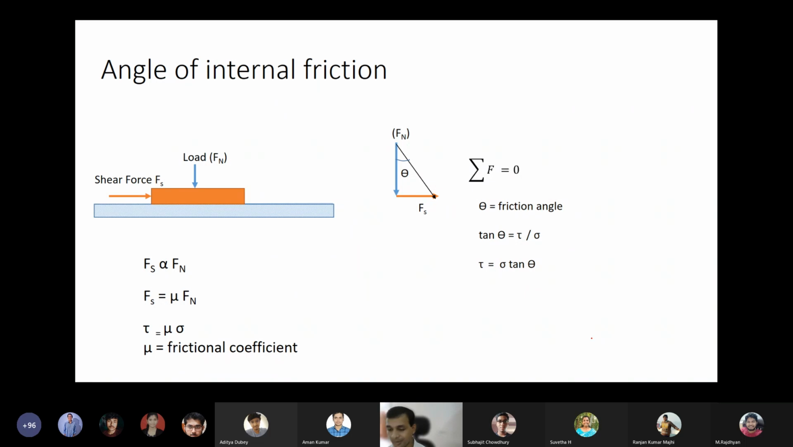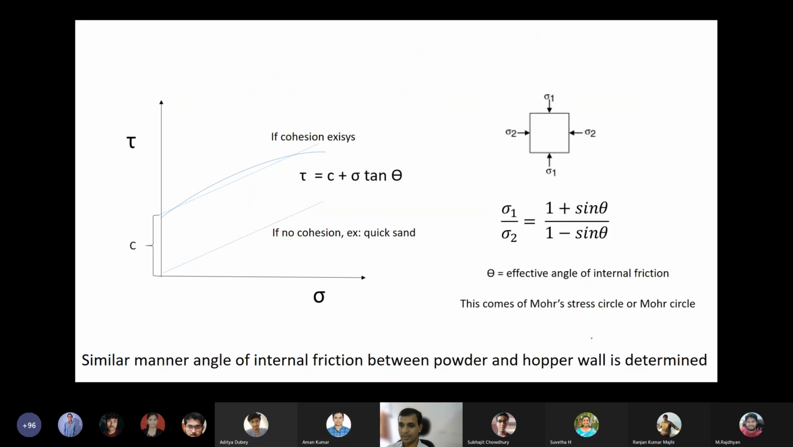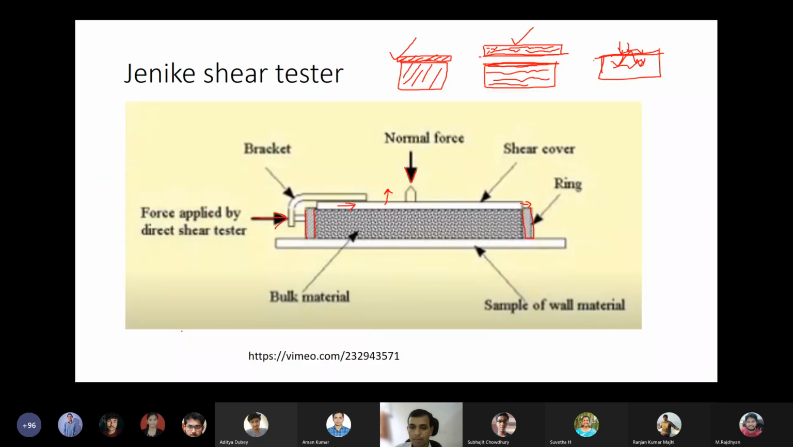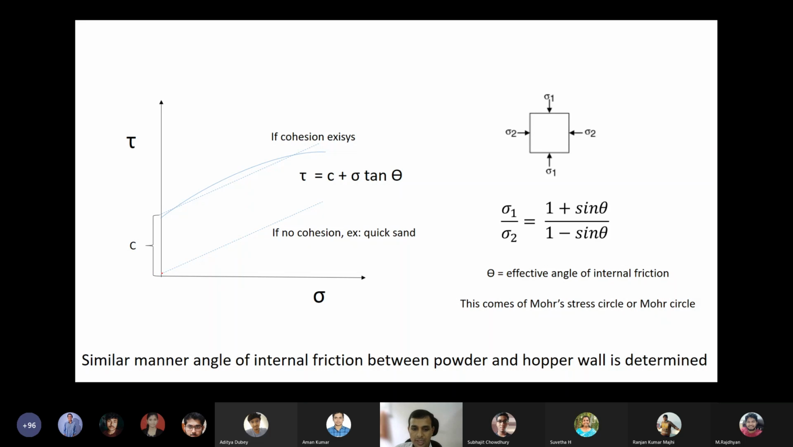Okay. So here, previously I have just shown tau equal to frictional coefficient into normal stress. But certain fluids also behave this way. Certain fluids will behave this way.